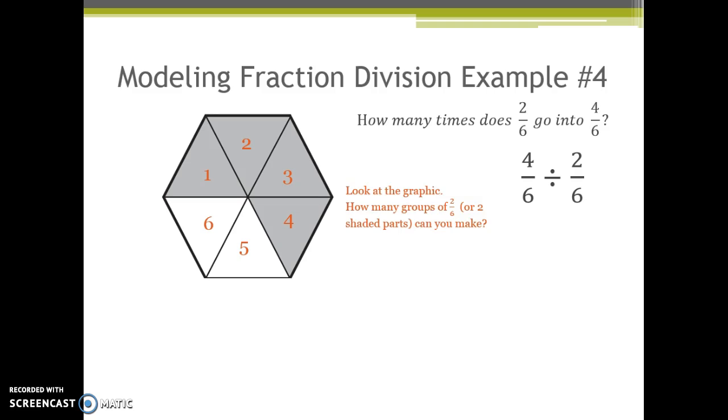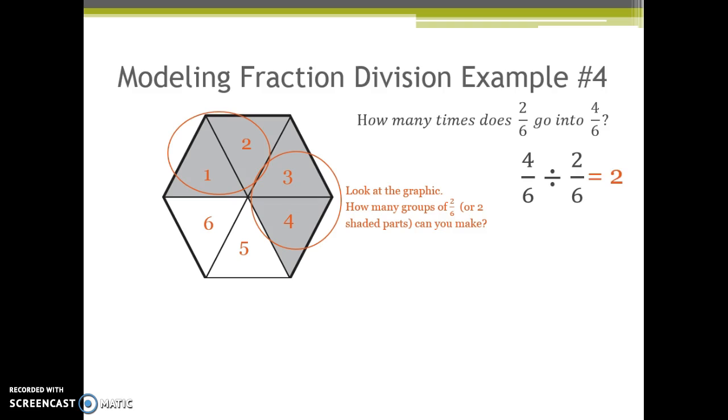Now I want to look at this graphic and say, how many groups of 2/6? Or how many groups of 2 shaded parts can I make? So I'm going to circle one of them. This is one group. I've circled 2 parts. And then I've circled another group. I only want to circle the things that are shaded. I do not want to circle anything that's white, because white does not represent one of the 4/6 pieces. I just want to look at the shaded section. So I've circled one group of 2 and then a second group of 2. So my answer for this is 2.